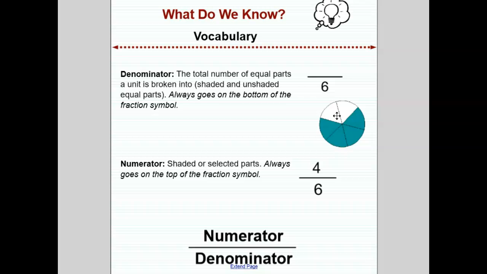Where does the numerator go? Exactly, it always goes on the top of the fraction symbol. For this particular fraction, third graders, we know that 4 equal parts are shaded or selected. And so my numerator is 4. So I know the name of this fraction is 4/6.